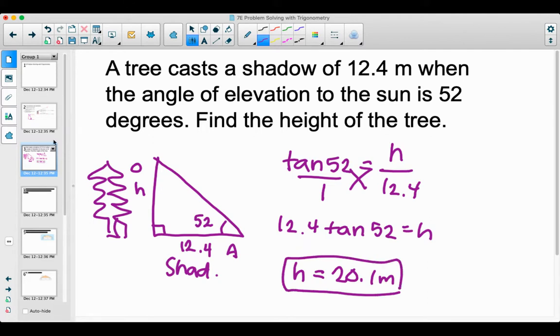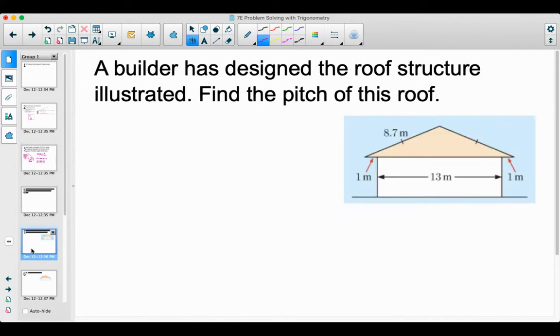Notice what I did is I drew a diagram to help me figure out where my parts went. Okay, so now let's take it a step further. Here we have a builder who has designed the roof structure, and it says to find the pitch of the roof. The pitch of the roof is going to be this angle right here, so I'm going to label that as angle theta.